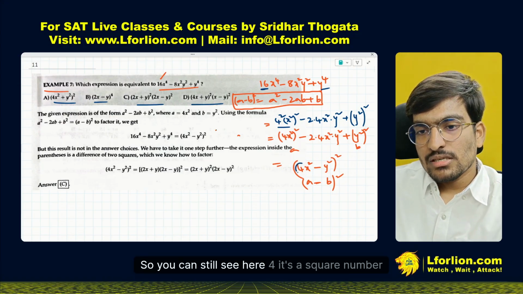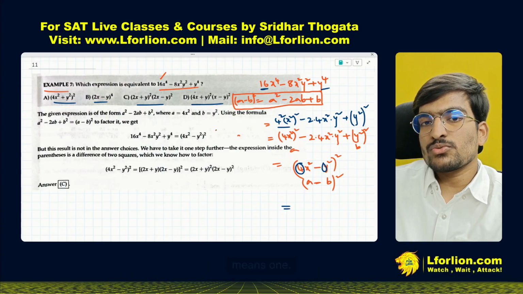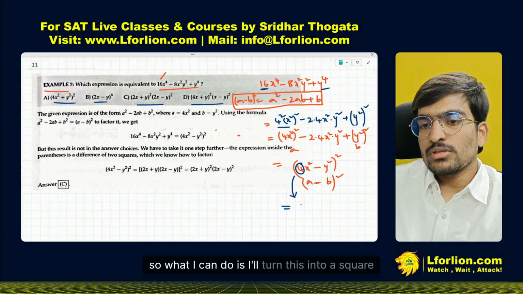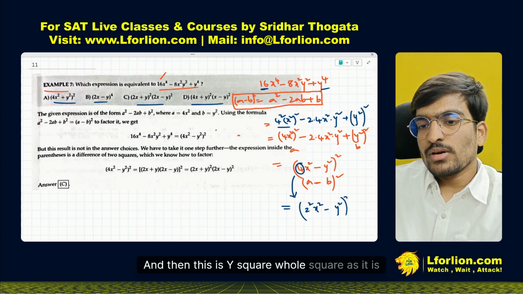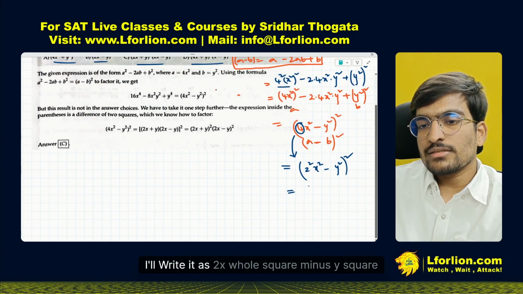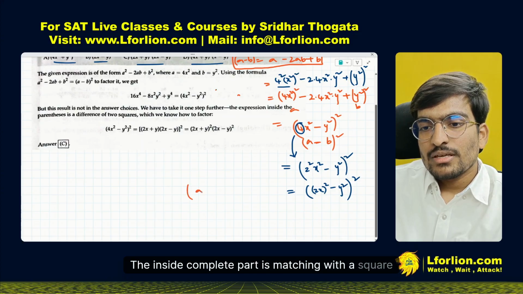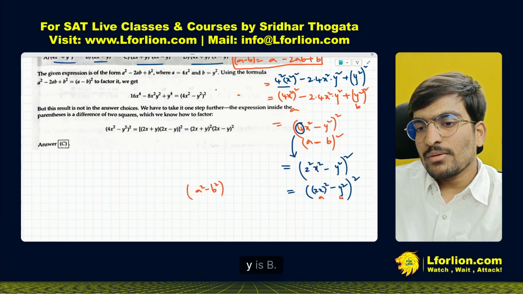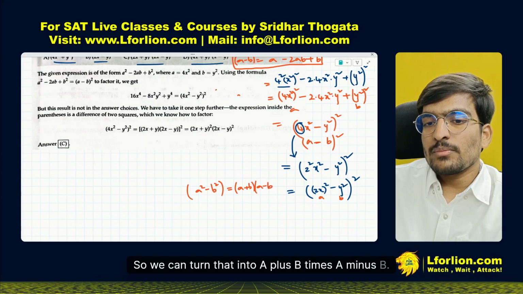You can still see here 4, it's a square number again. Here 1 is there, nothing is there means 1. So inside, it is in the format of a square minus b square. What I can do is turn this into a square minus b square: 2 square, and then x square, and then this is (y square) whole square as it is. I'll write it as (2x) whole square minus (y square) whole square. The inside complete part matches the a square minus b square formula. 2x is a, y is b. So it's a square minus b square, which we can turn into (a plus b) times (a minus b).